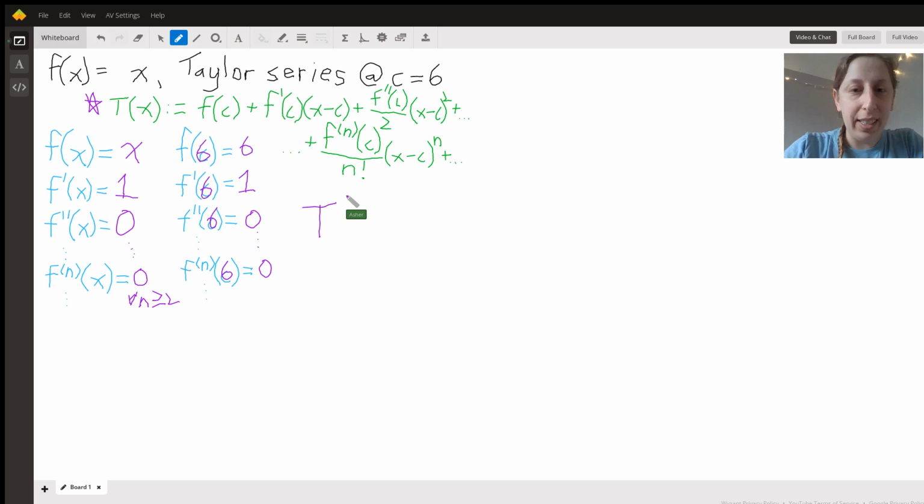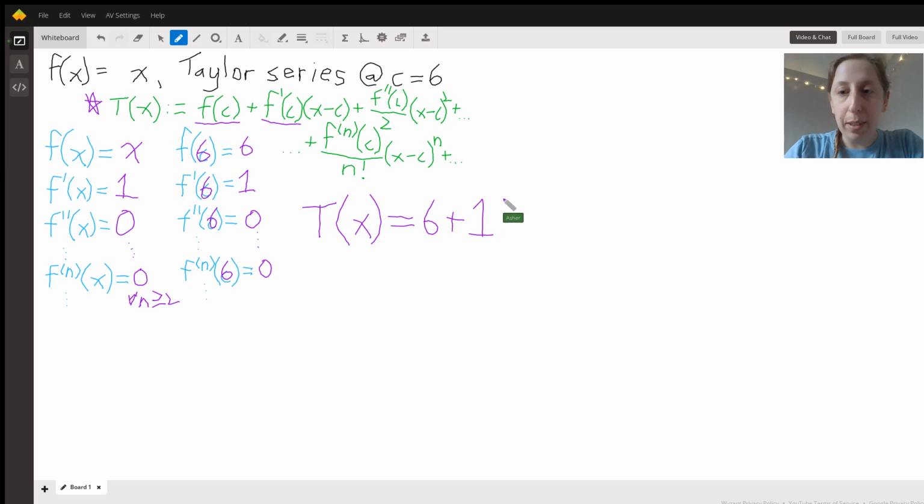The Taylor series of the function f of x equals 1 times x, centered at x equals 6, is going to be, well, let's look at my first term. It's just going to be f of c. We know that that's 6 now. Plus, my second term is going to have an f prime of c. F prime of c we found was 1. Times the quantity x minus c. Well, I can just write that in. x minus 6. Not so hard.